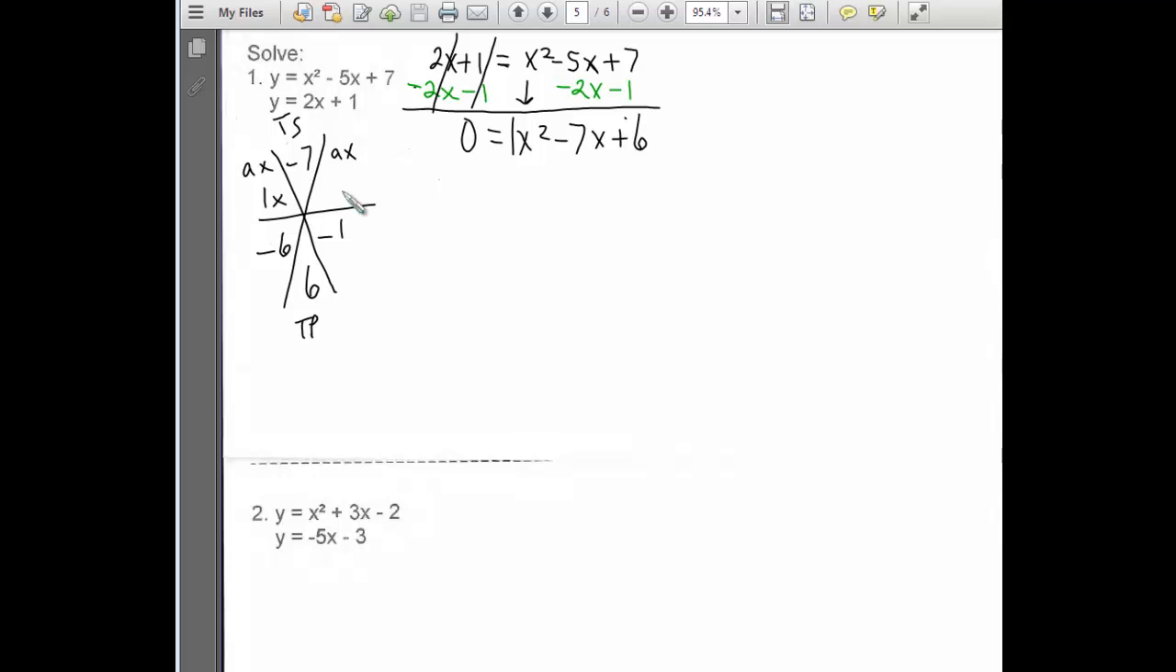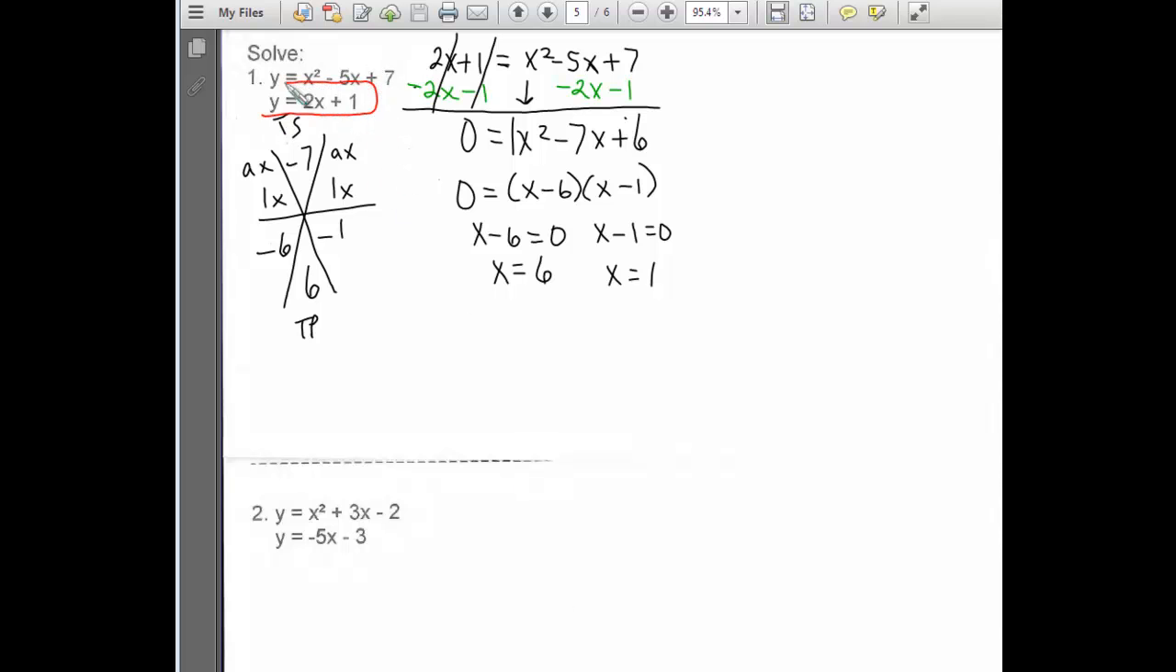A is 1, so ax is 1x. So the two factors will be x minus 6 and x minus 1. Set each of these equal to 0 and solve. X minus 6 is equal to 0, so x is equal to 6, and x minus 1 is equal to 0, so x is equal to 1. I have the two x values. I just need to know y. So let's plug these two values separately back into either one of these equations.